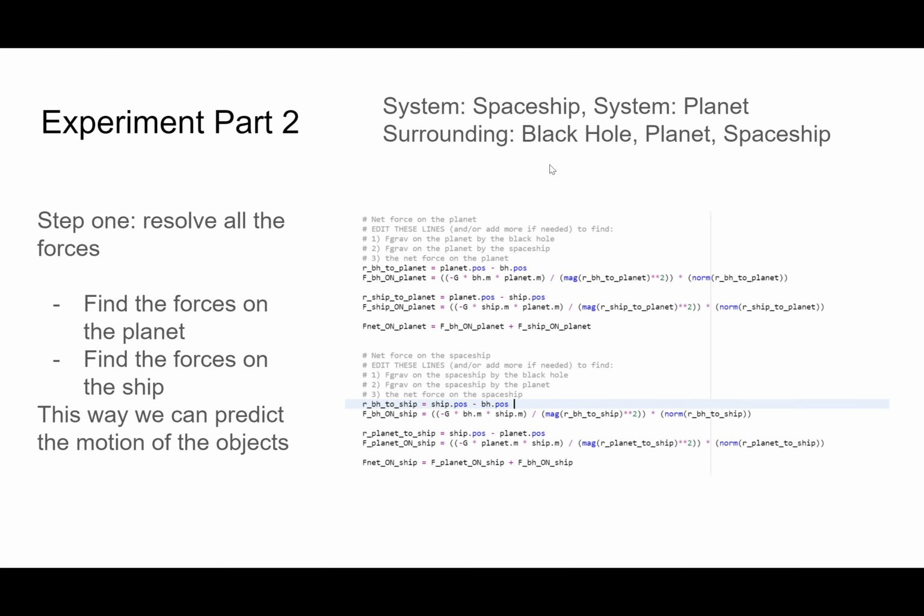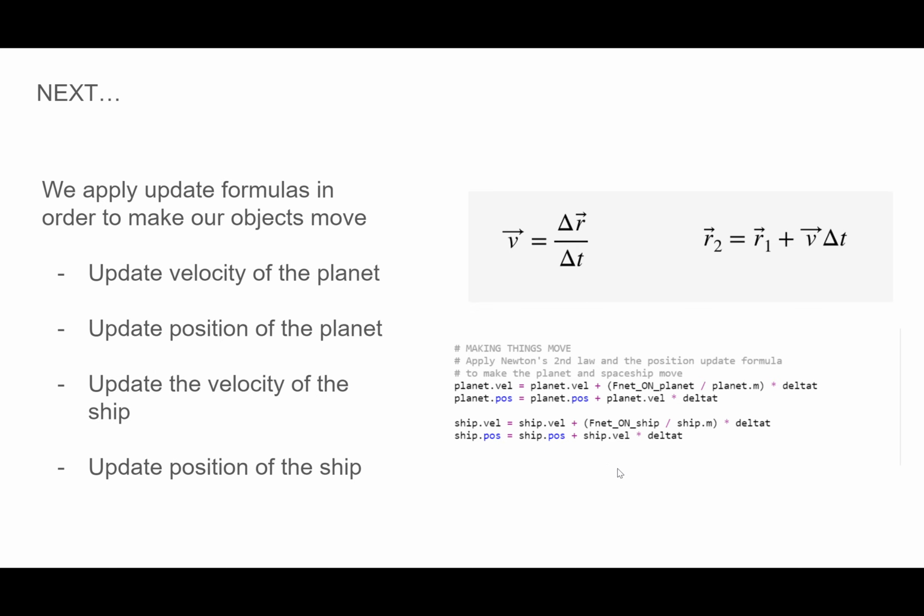So experiment part 2. The system will change depending on what object you're observing in that frame of reference, but the black hole will always be the surrounding. And depending on if we're analyzing the spaceship as our system, then the planet will be surrounding, and vice versa. So step 1, resolve all the forces. We need to find all the forces on the planet and all the forces on the ship so we can predict the motion of the objects. You can see we do that right here. We find both F nets, F net right here and F net down there.